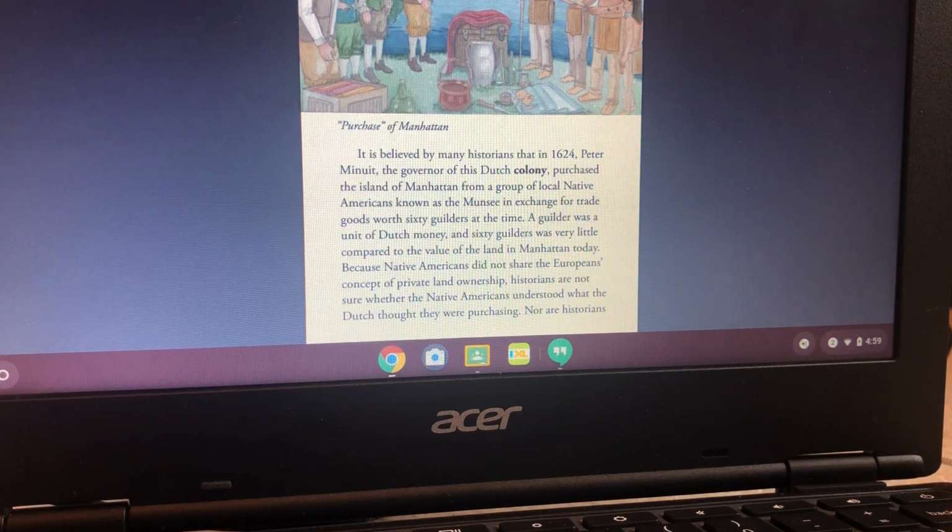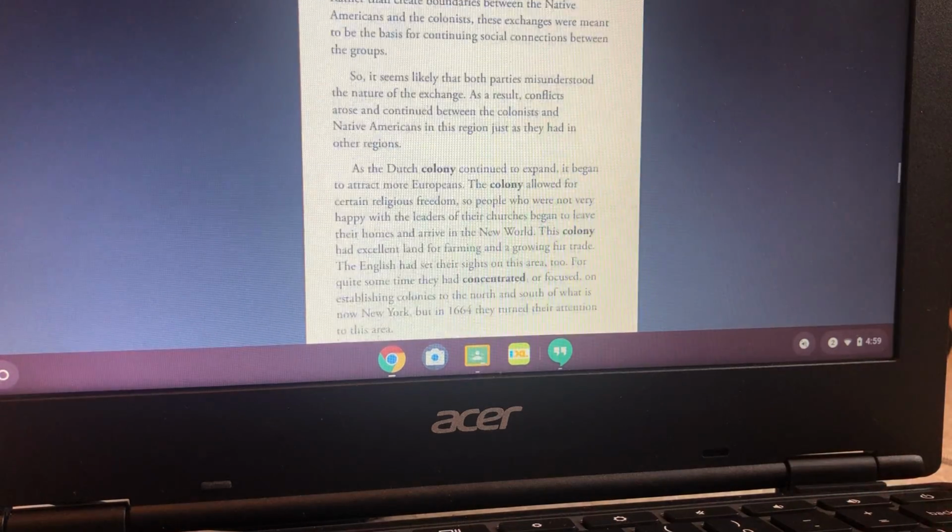The colony allowed for certain religious freedom, so people who were not very happy with the leaders of their churches began to leave their homes and arrive in the New World. This colony had excellent land for farming and a growing fur trade. The English had set their sights on this area too. For quite some time, they had concentrated, or focused, on establishing colonies to the north and south of what is now New York, but in 1664 they turned their attention to this area.